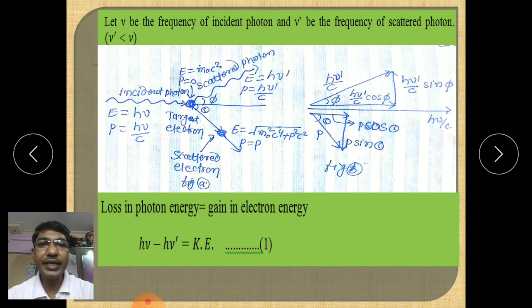Now the electron, or scattered electron, this is the scattered electron, has momentum p and energy E equal to under root m0 c square whole square plus p square c square. This is the kinetic energy.